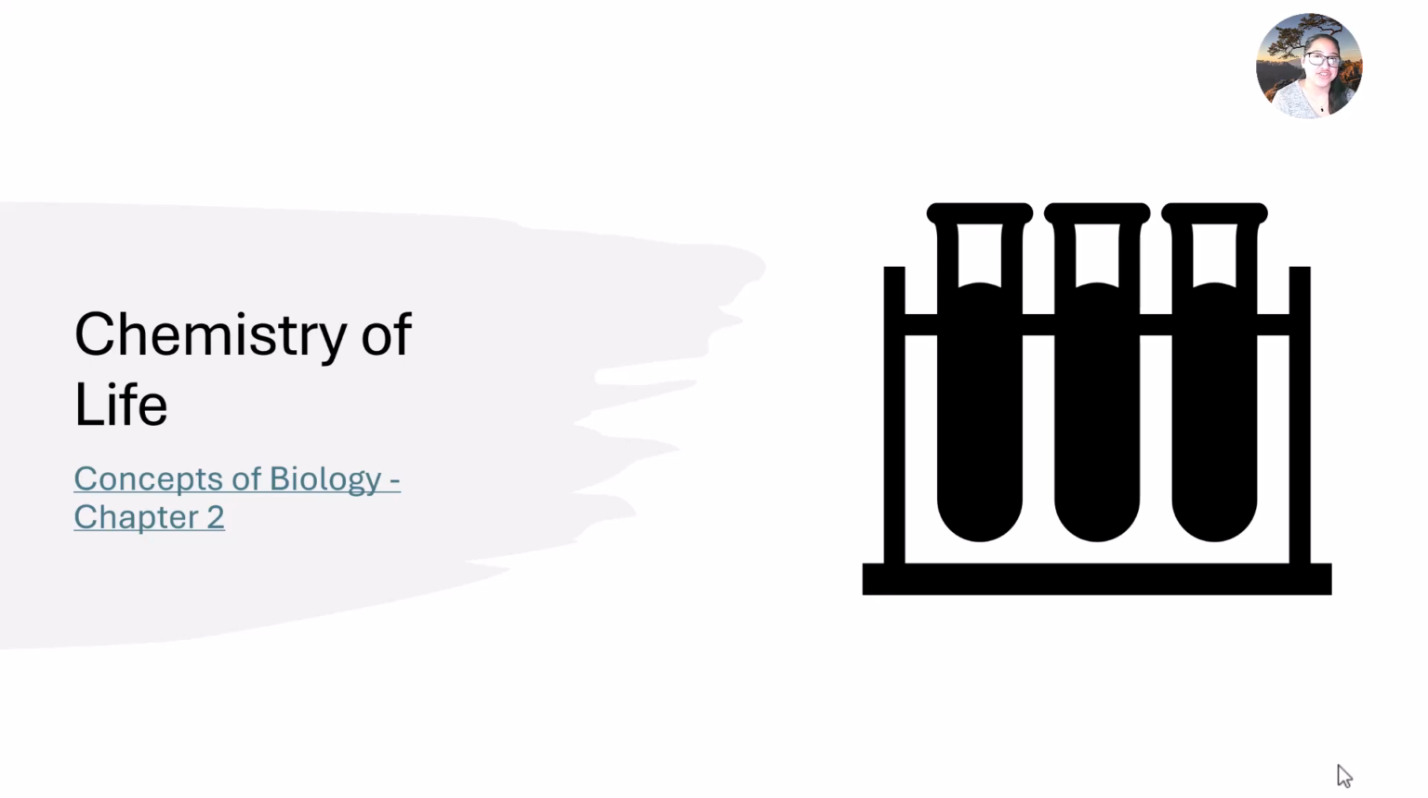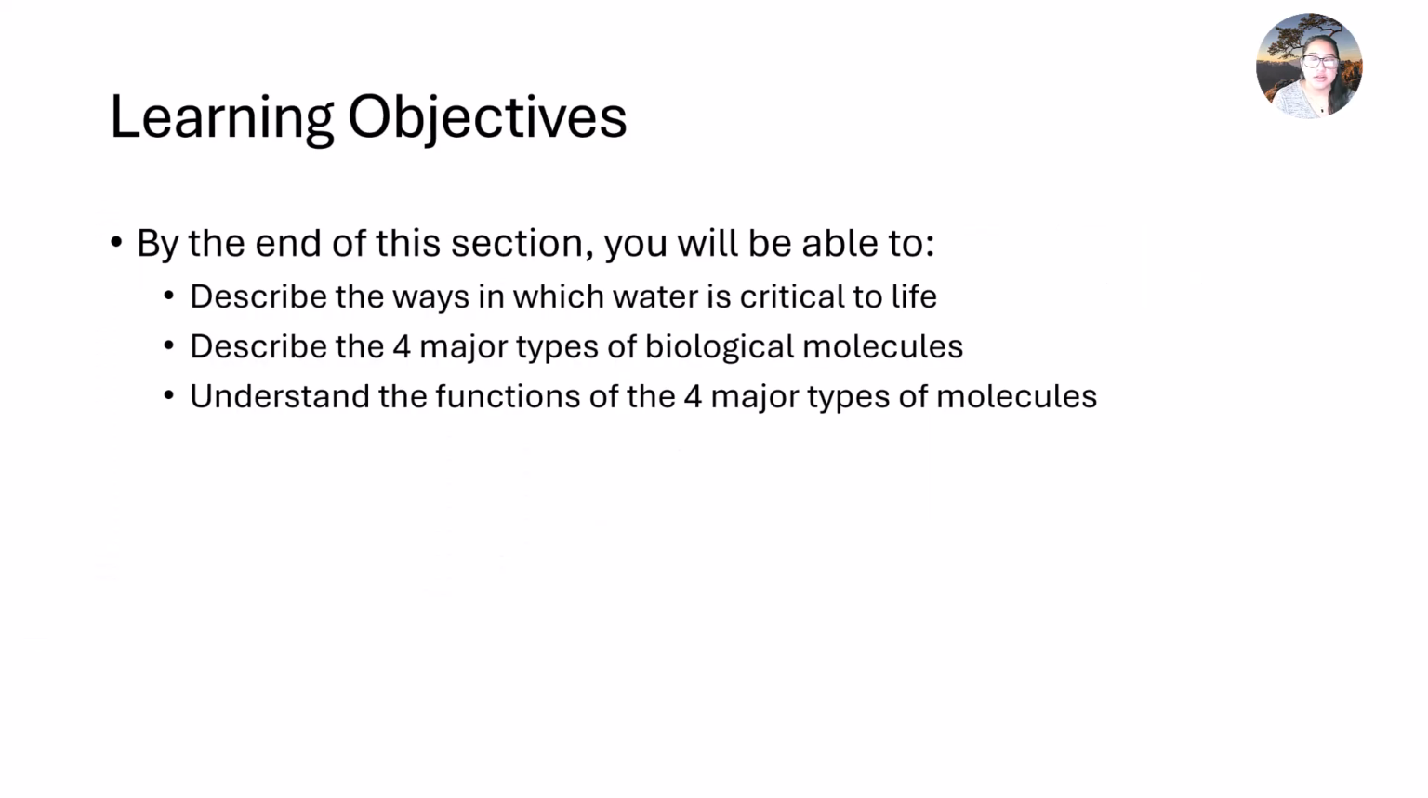This is Lecture 2, Chemistry of Life, and this corresponds to the textbook Concepts of Biology, Chapter 2. So hopefully by the end of this lecture, you'll be able to describe the ways in which water is critical to life, describe the 4 major types of biological molecules, and understand the functions of the 4 major types of molecules.